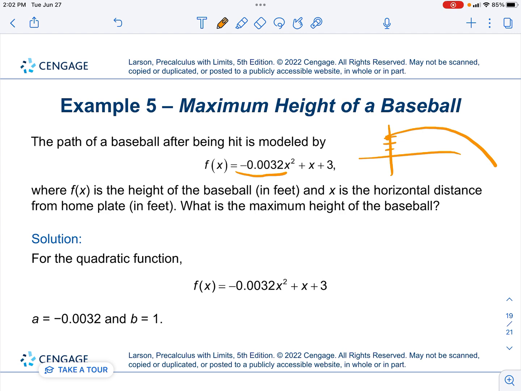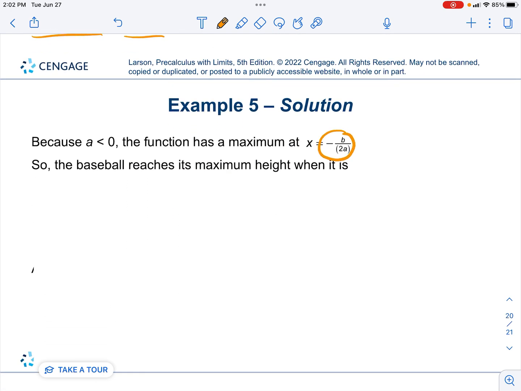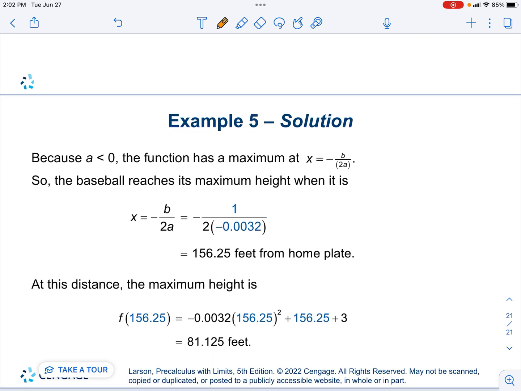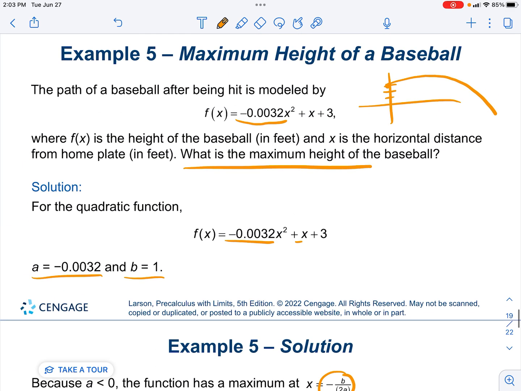So if I'm looking for the maximum height, I would need the vertex. Now you can find that graphically on a graphing calculator, or this is the algebraic process that you'd go through. You identify the a and the b values, and then what we would do is apply this little formula. x equals negative b, so -1 over 2 times a. And then we'd get our x value. If you plug that in, your x value is 156.25. So that is horizontally your feet away from home plate. If you go back up to my little picture, it would be this far over.